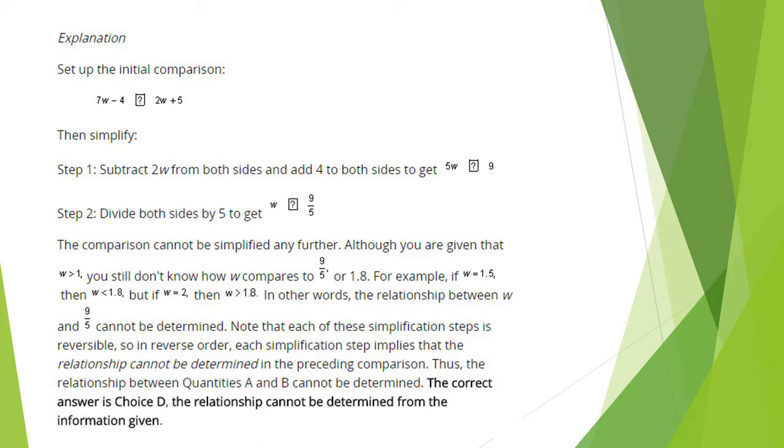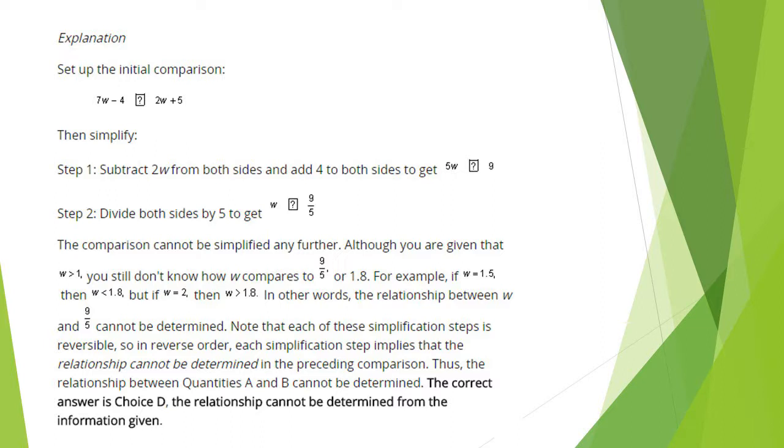The comparison cannot be simplified any further. Although you are given that W is greater than 1, you still don't know how W compares to 9 over 5, or 1.8. For example, if W equals 1.5, then W is less than 1.8. But if W equals 2, then W is greater than 1.8. In other words, the relationship between W and 9 over 5 cannot be determined.